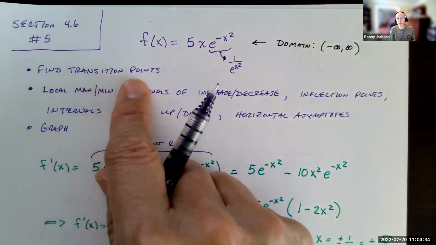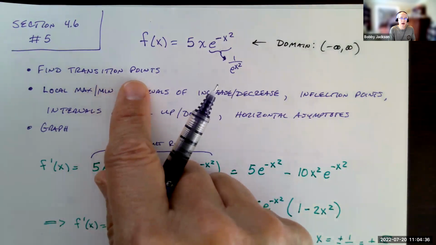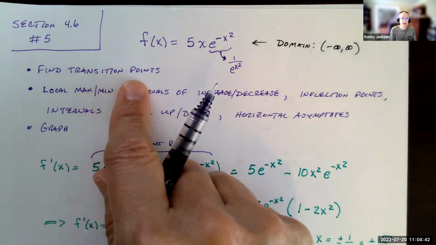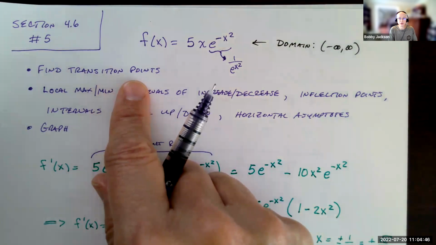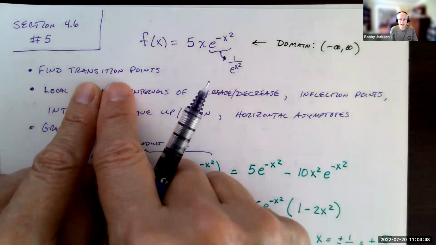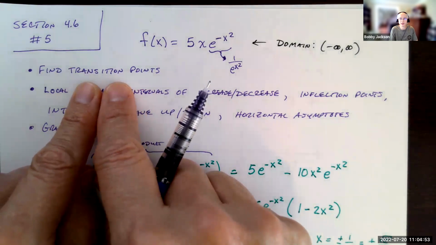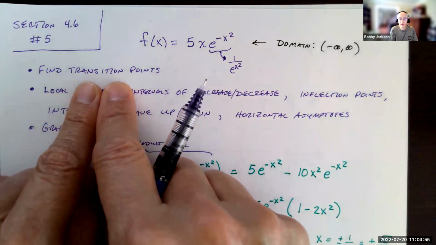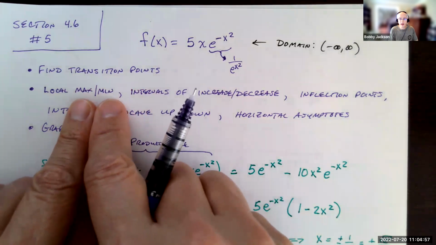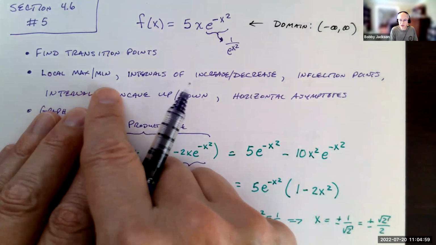Transition points are also where the second derivative changes sign. In other words, we have a change in concavity from concave up to concave down, or vice versa. So we'll find all the potential transition points, and then we'll do a sign check to confirm where those occur. Once we have the sign checks, then we just give all this information.